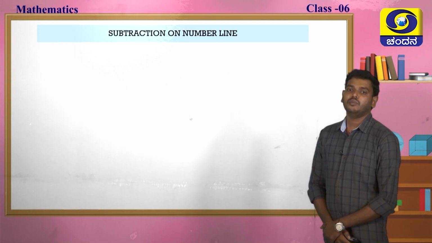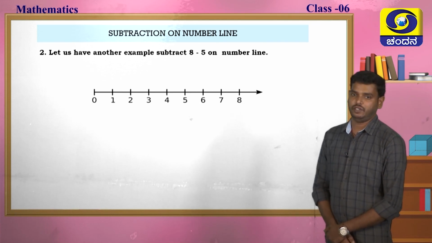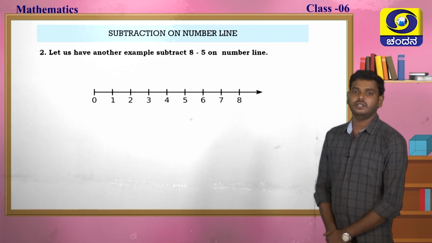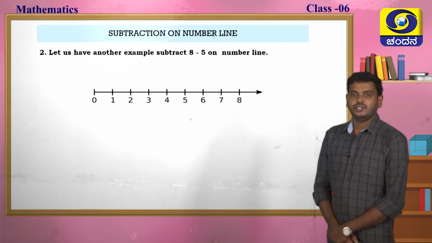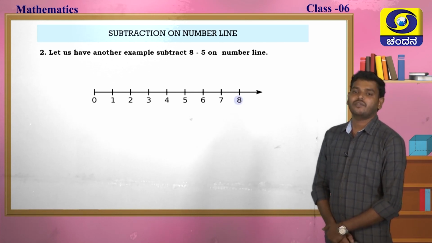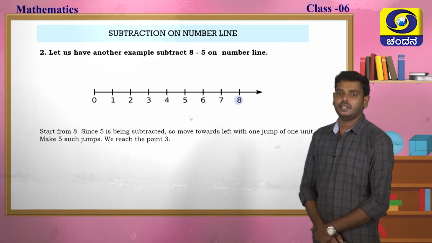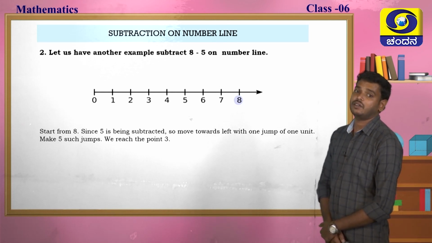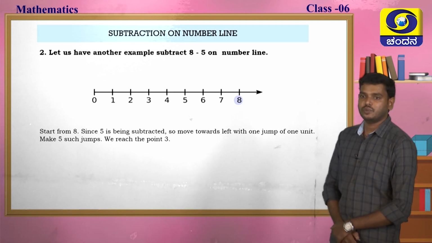Got it, children? We will move to another example, that is 8 minus 5. For this, we need the number line. Write the numbers 0, 1, 2, 3 etc. Here, we have to subtract 5 from 8, so we need to start from the number 8. Start from 8. Since 5 is being subtracted, move towards the left with jumps of 1 unit and make 5 such jumps. Yes, of course, we need to move towards the left since it is subtraction. So, we move 5 jumps towards the left now.